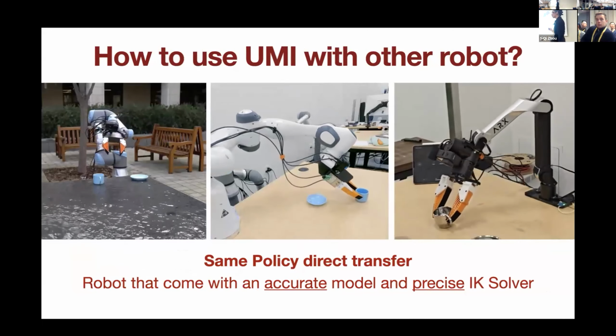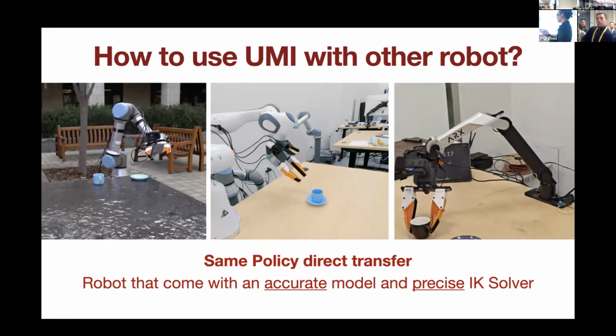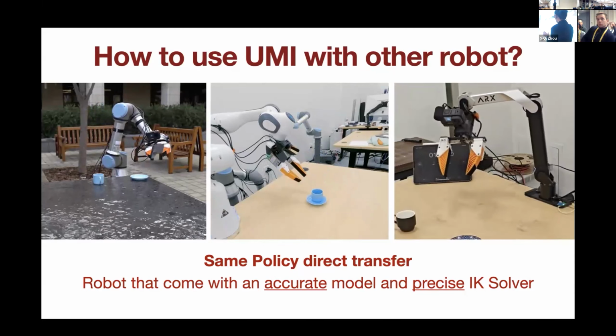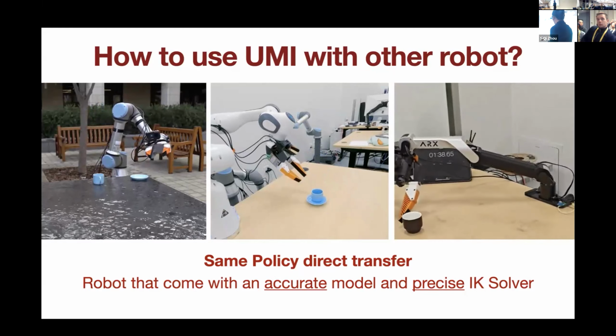For that question, it really depends on the type of robot you have. If you have another industrial robot arm that comes with a very precise and accurate IK, then pretty much the policy is directly transferable. You can deploy the same policy on a different robot by just calling the IK solver provided by the robot. However, if you have a mobile robot or legged robot that does not come with a precise IK solver, then what you need is a whole body controller. In this case it's a legged robot, so we need to train the whole body controller to learn how to move your body and legs so that you can achieve a certain end effector trajectory that's predicted by the manipulation policy.